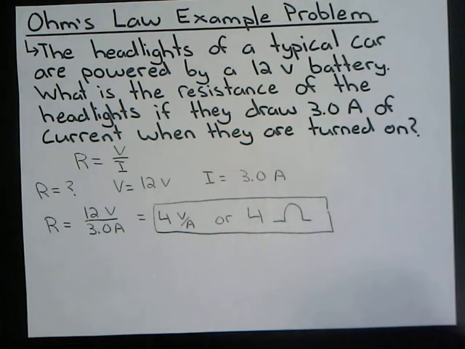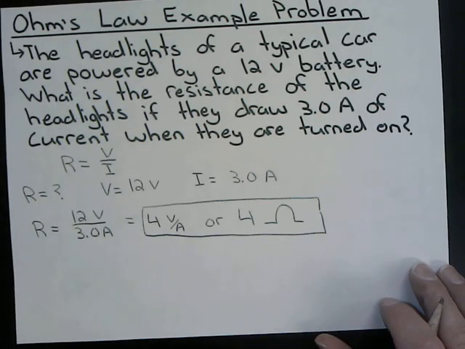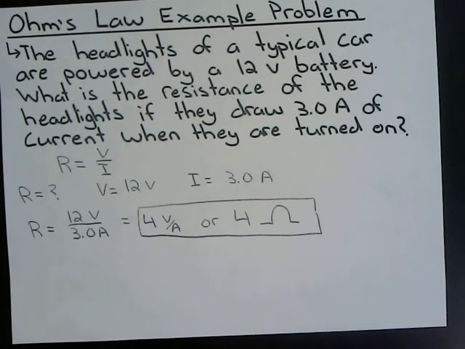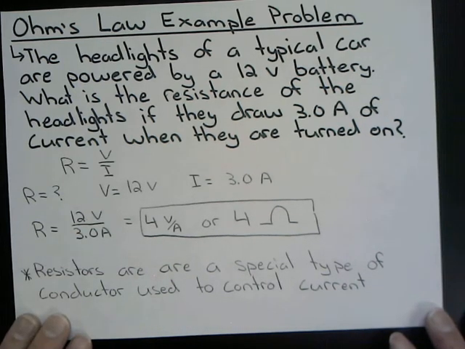Now, with our business talking about Ohm's law, we can move on to talking about resistors. Now, resistors, I want you to write this down. Resistors are a special type of conductor used to control current. So now I want to bring up some concepts we talked about in section 1, conductors and insulators, and relate them to resistance.